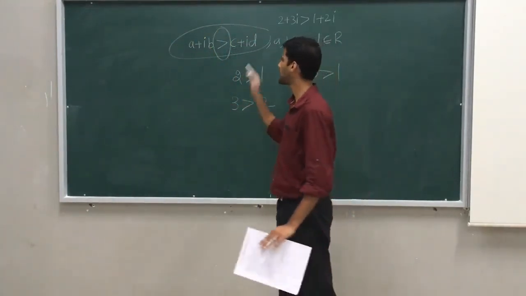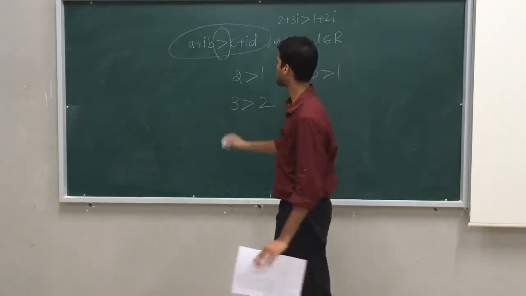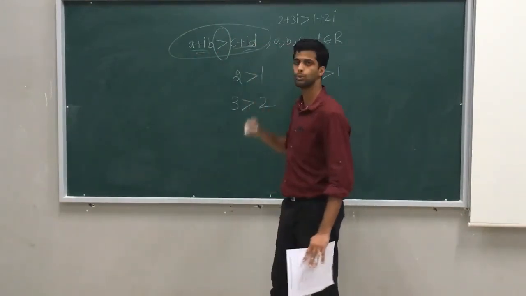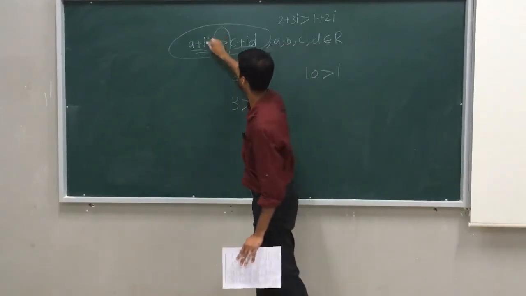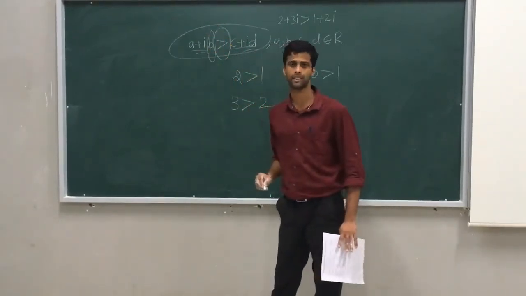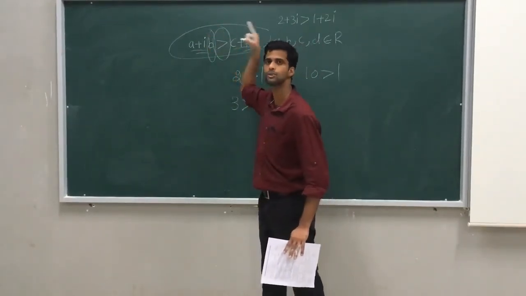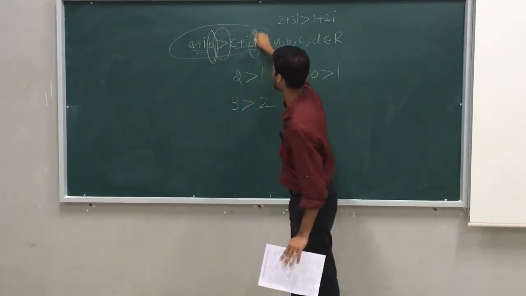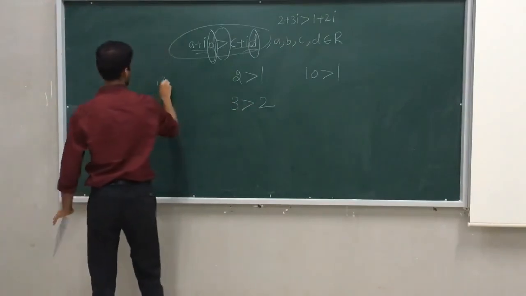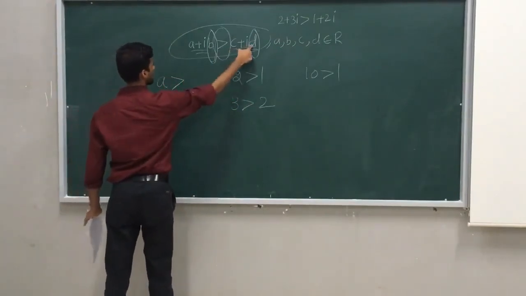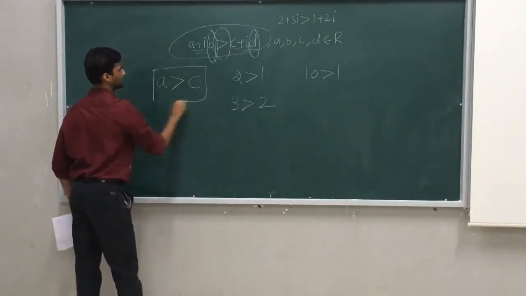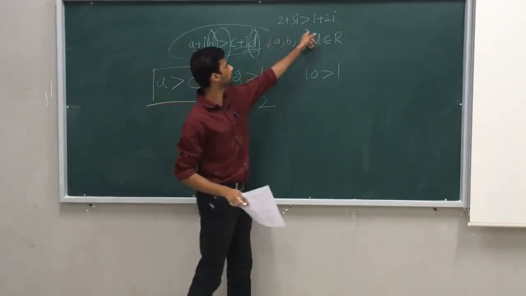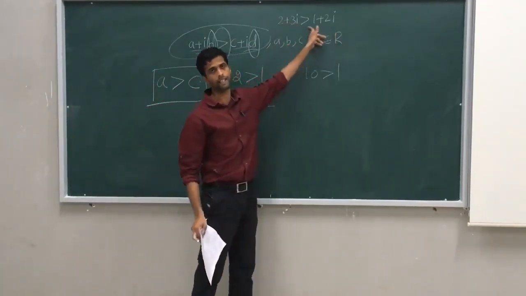Therefore only in the real case it is valid. To make this complex number real, what to do? Vanish the imaginary part. Therefore this inequality is valid only when b is 0, d is 0. If you make b 0, this becomes a greater than c. If you make d 0, now it is valid. But in complex numbers there is no such thing. Keep in mind always. This is very important.